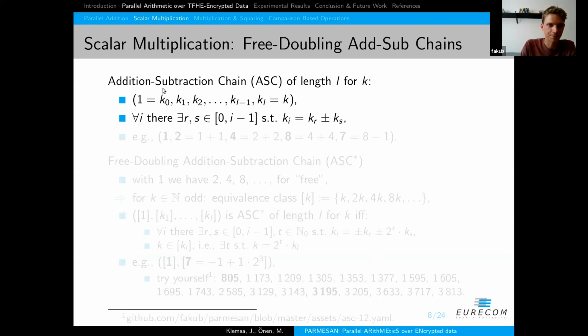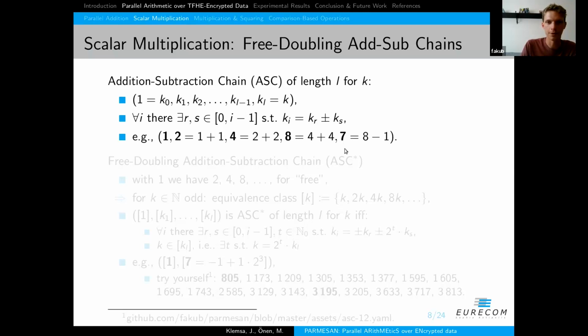Now we have a look at a bit more formal definition, we just skim through this because it might be too technical. So for addition-subtraction chain, which we might know from ECC, there is a length L and integer k for which it's defined. And it's basically a sequence of numbers starting from 1, which is k0, and then those L numbers, k1 up to kl, where the last number is the desired integer k. What it needs to satisfy is that for each index, there need to exist 2 previous indices, such that the value ki can be achieved by addition or subtraction from these 2 previous values. It would be better to see an example.